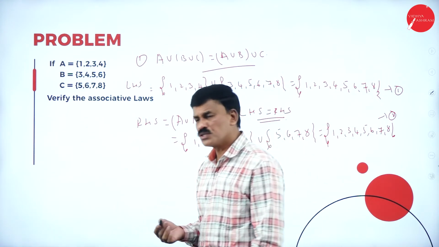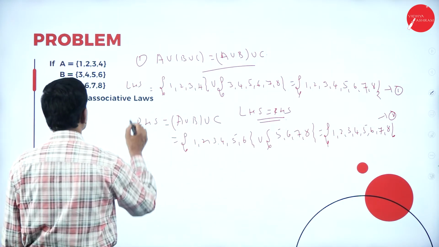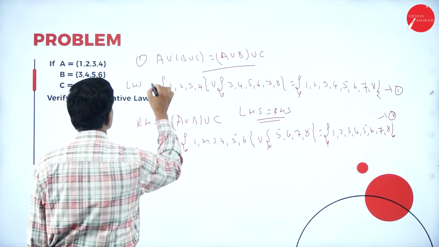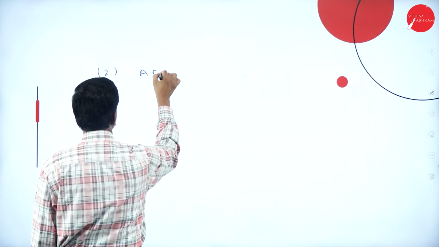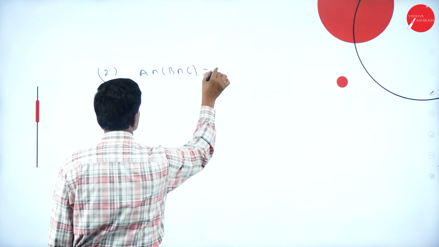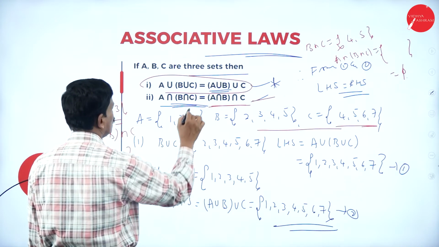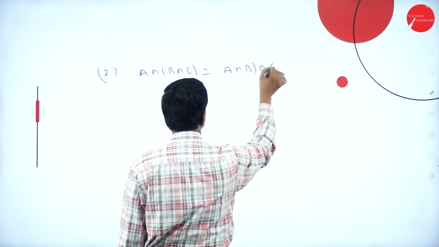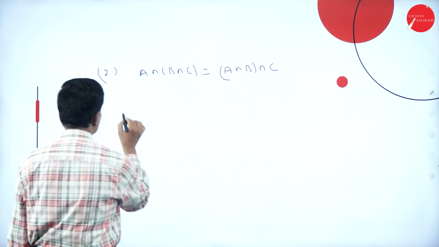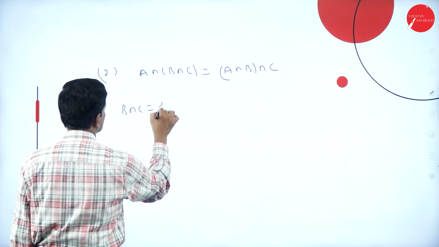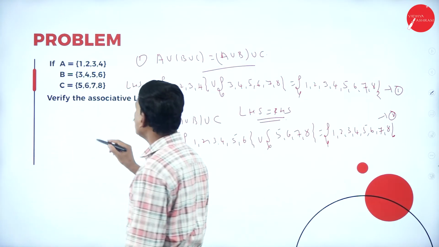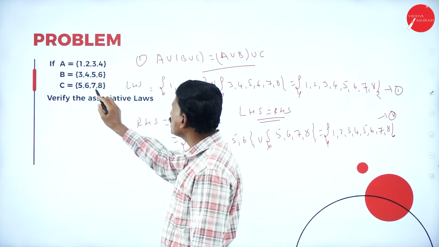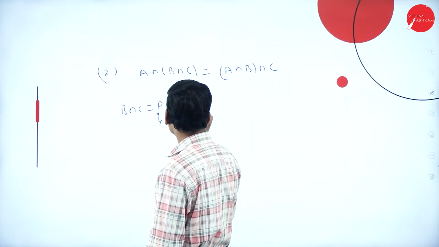Now, intersection. I will go to the next page to prove the second part. What is to prove? A intersection (B intersection C) is equal to (A intersection B) intersection C. Now, first write down B intersection C. The common elements in B and C are 5, 6. So this is 5, 6.